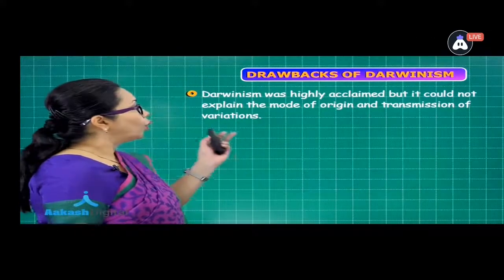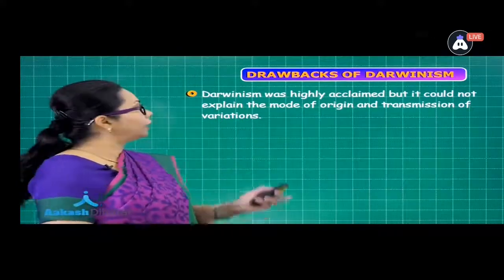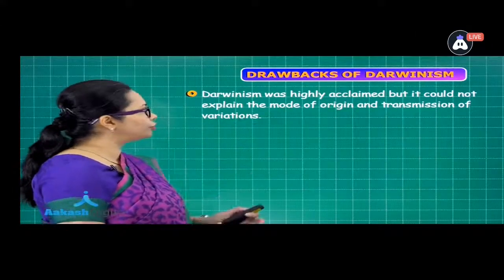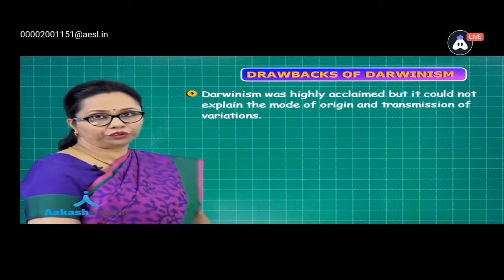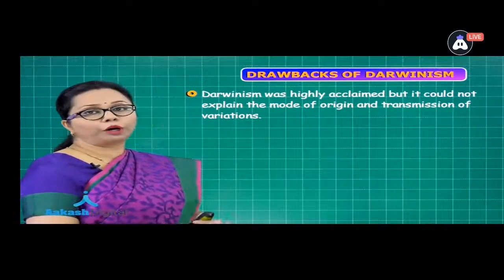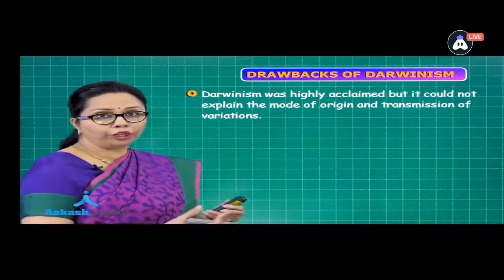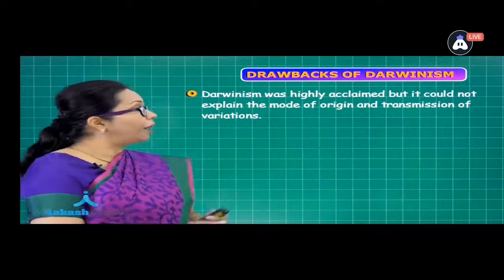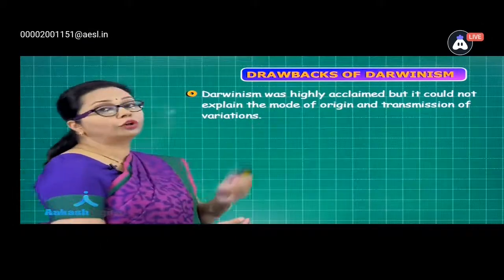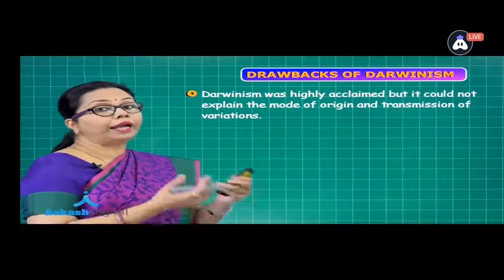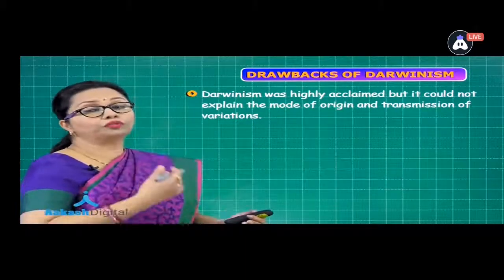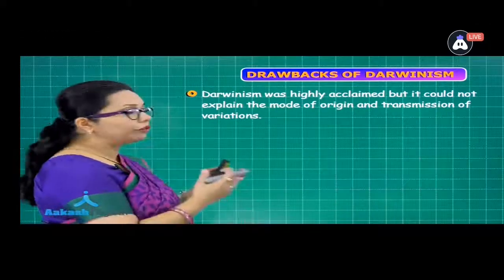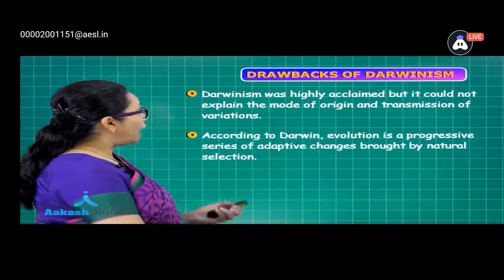Now the major drawback was that Darwin couldn't explain the mode of origin and transmission of variations. Darwin did talk about variations and according to him the variations were small, continuous and directional. But what was the origin of those variations? And hence, how were those variations inherited by the future generations? There was no explanation for it.